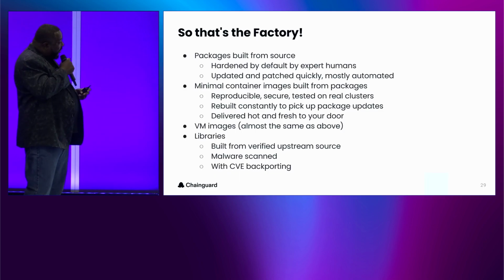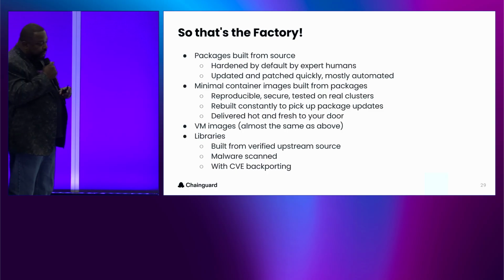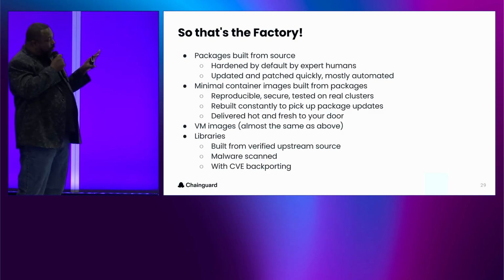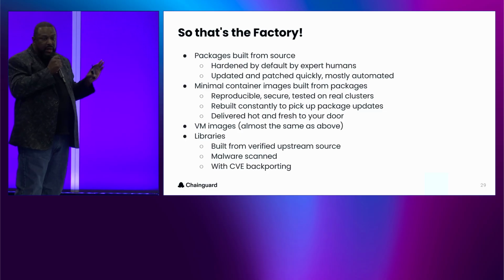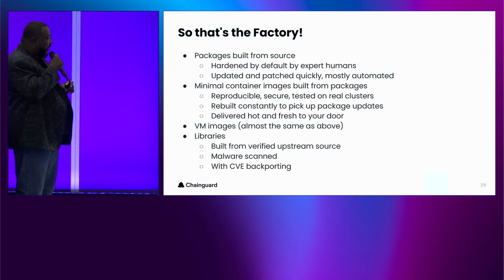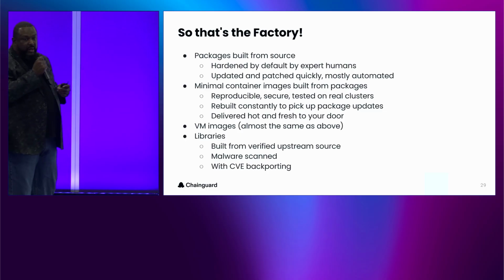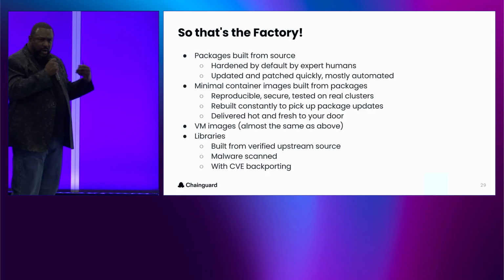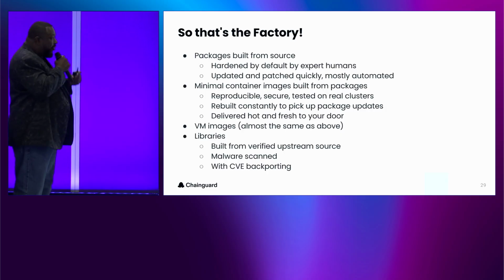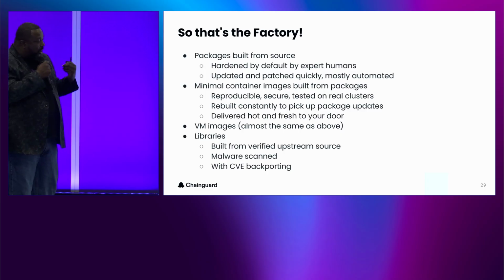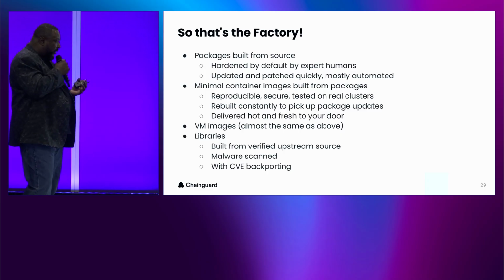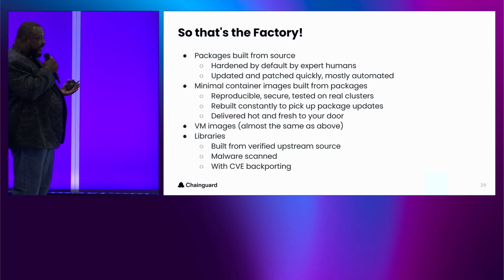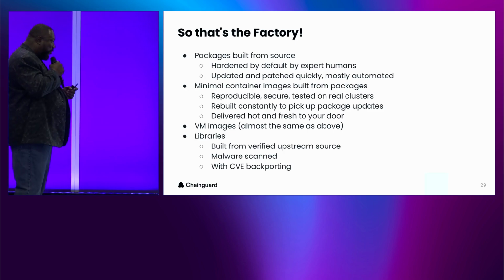So that's the factory. A couple of key points. The packages are built from source. They really, really are hardened by default by expert humans. I promise we don't use AI for everything. They're updated and patched quickly. That's mostly automated, and that's what helps us to build at scale. They're minimal container images built from packages. They're reproducible. They're secure and they're tested on real clusters. They're rebuilt consistently to pick up package updates. And most importantly, they deliver hot and fresh to your door like a pizza.